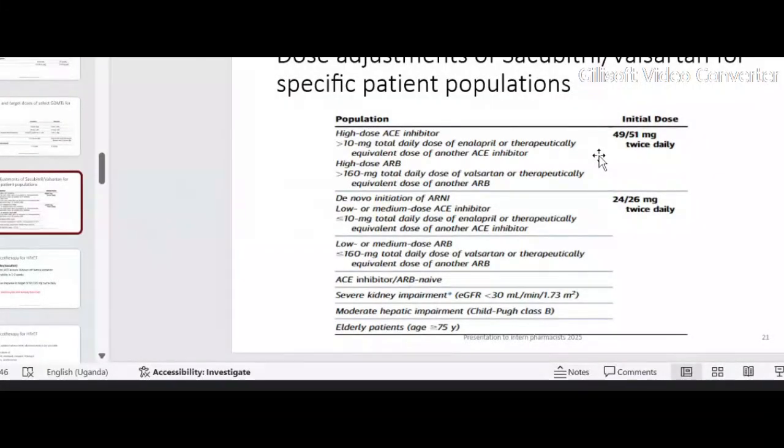The team will be changing a patient from an ACE inhibitor, enalapril, to Sarcoplas, and you, as a pharmacist, are supposed to tell them that if the patient has been on 10 milligrams or more, then you need to switch them to this dose, 100 milligrams of Sarcoplas BD.